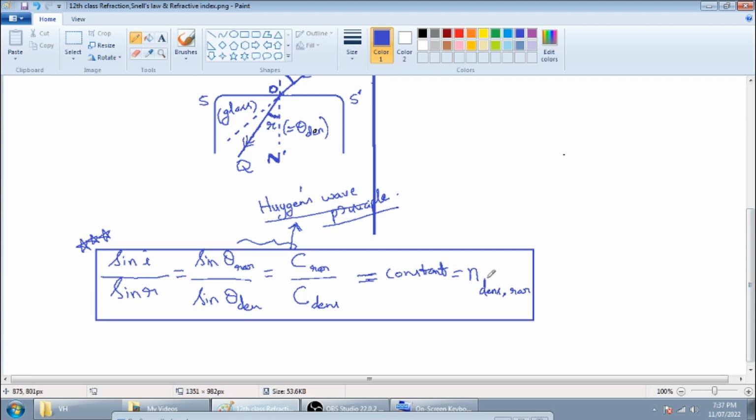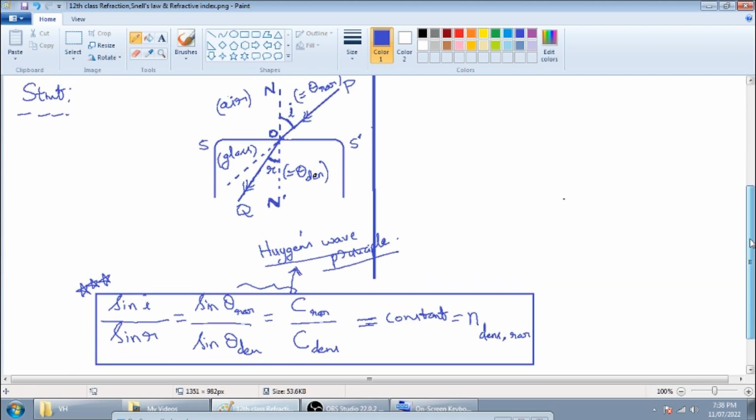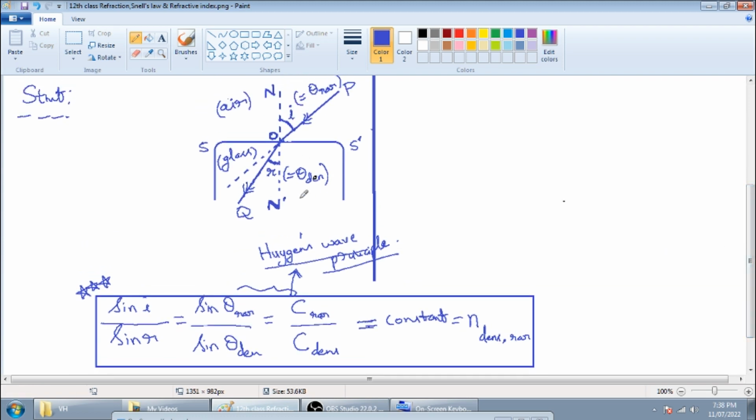Now just observe one small thing here. Observe the equation and also the diagram. We are considering the refractive index of any denser medium with respect to any rarer medium. That's why this refractive index is also called the relative refractive index. I'm just writing it in short form here.